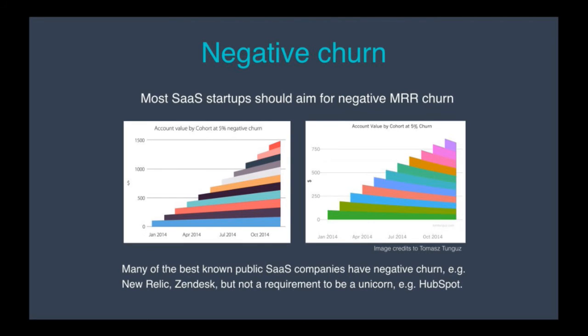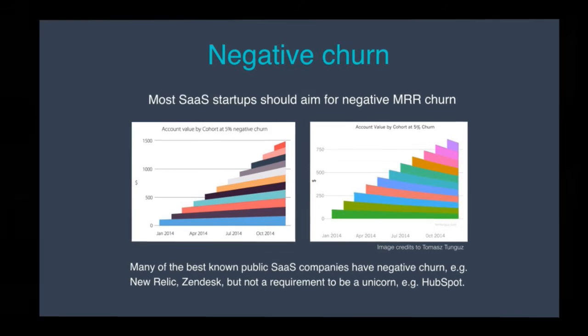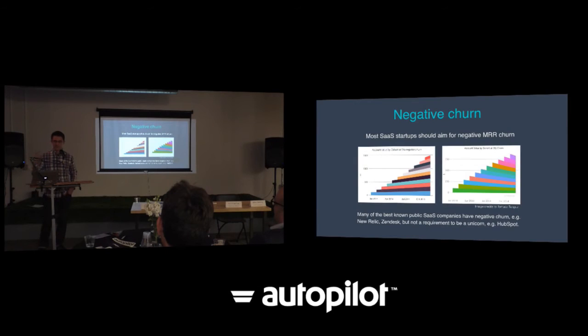Yeah, and many of the best-known public SaaS companies do have this negative net churn. So if you can design your pricing, seat pricing is the best way to have negative net churn.